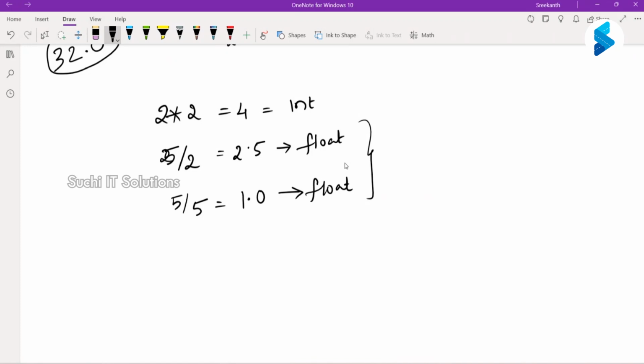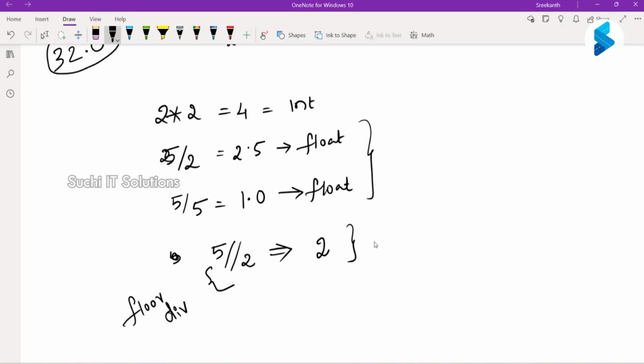Then, are we clear? Yes, sir. Okay. Now, let me just say 5 double slash 2 will result in what value? What would be the output of 5 double slash 2? When I use a double slash, it is nothing but floor division. So what would result in 5 double slash 2? It would be 2.